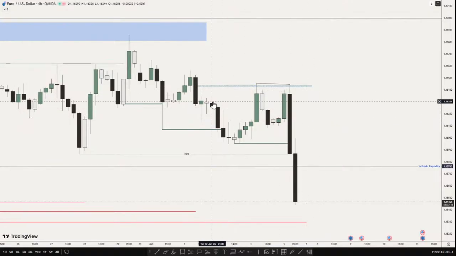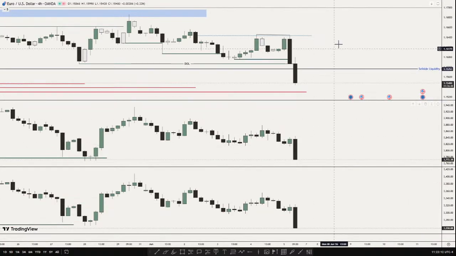If we mark out from this high, we have 1, 2, 3, 4, 5, 6, 7, 8, 9, 10, 11, 12, 13. So this was the 13th. When we have the 13th here, we know that we are in that specific time where price is going to show us some reversal. So this was the 13th, and I was expecting price to show its indication that it wants to go bearish.